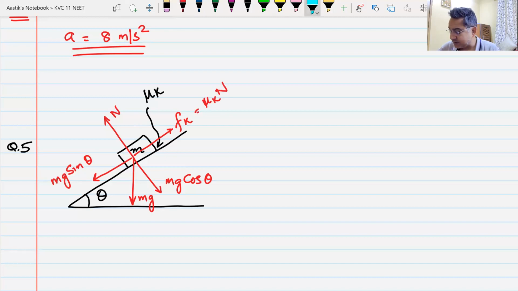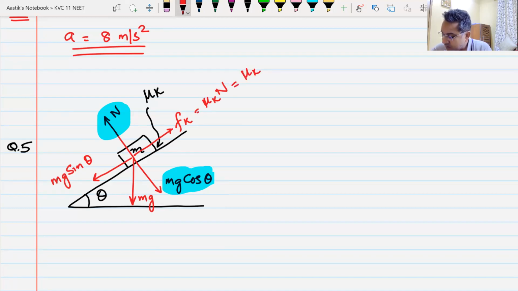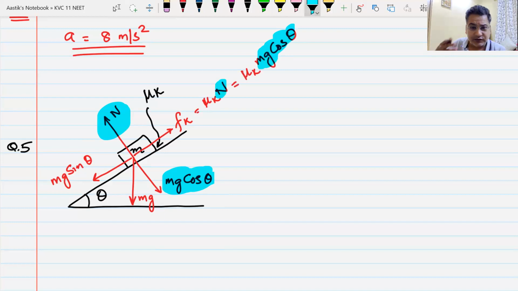Now, can you tell me the value of N from the diagram? It is very evident. We have done it so many times. The value of N is mg cos theta. So the value of the frictional force becomes mu k into mg into cos theta. I just put the value of N as mg cos theta.